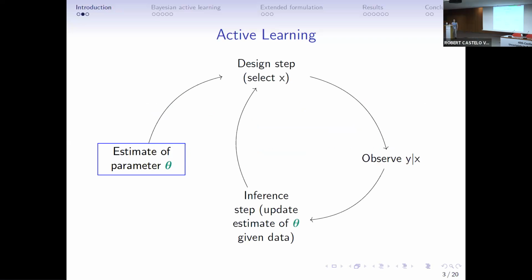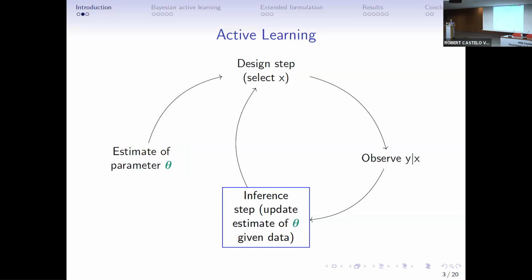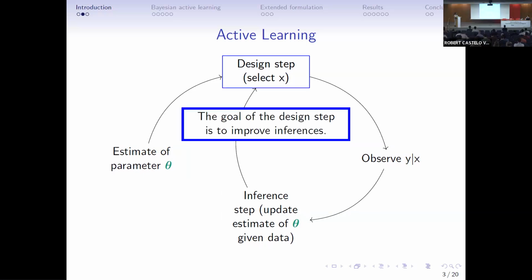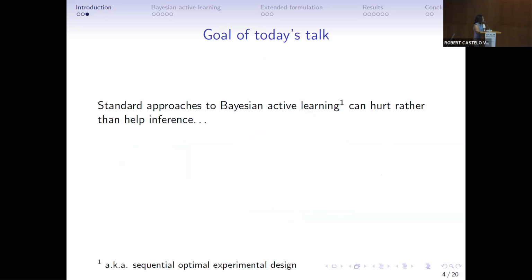So this is an overall sketch of what a generic active learning method looks like. Start with some estimate of your favorite parameter theta, select your input X, observe the corresponding output, update your estimate of theta given these data, and then use this updated estimate to inform your selection of the next value X. You continue on this loop until your budget runs out. The key idea here is that you want to build this design step in such a way that it improves your inferences. What I'm going to talk about today is some situations in which Bayesian active learning, a version of this design loop, can actually hurt instead of help inference.